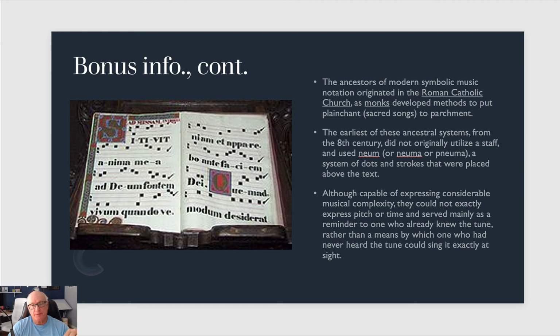Now, even though the text was there, there was no way we could read it and say that's what it sounded like necessarily, because they weren't really capable of expressing considerable musical complexity. They could not exactly express pitch or tune, but it served mainly as a reminder of things they had already memorized over several decades, really. So it was a memory trigger. Well, notation today still is, but it's more advanced.